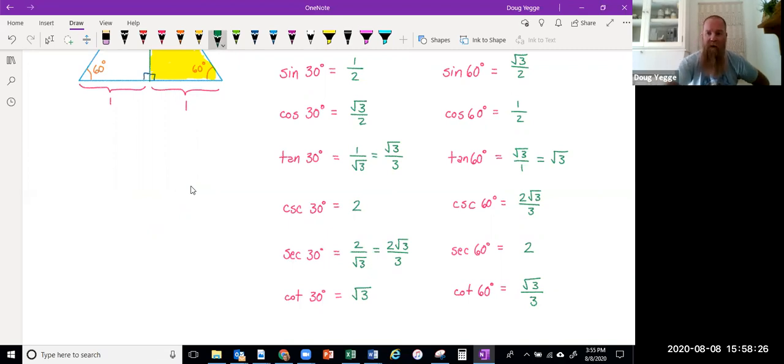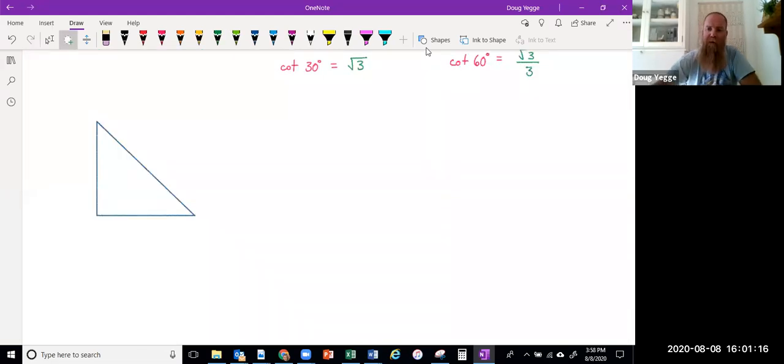So why don't we take a look at the second triangle, which is a 45, 45, 90. Now, if we think about a 45, 45, 90 triangle, again, for a right triangle, 45 degrees is half of 90 degrees. So that must mean that if these are both 45 degrees, both of these opposite sides are exactly the same. So we must have an isosceles triangle.